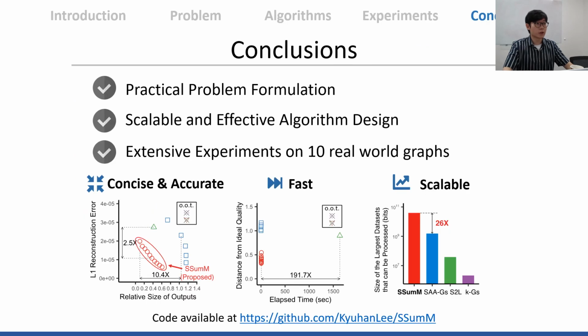Here are three main contributions of our work. First, we formulate a practical variant of the graph summarization problem, where we constrain the size in bits of the summary graph, not the number of nodes in it. Second, we propose SSumM, a fast, accurate, and linearly scalable algorithm for the new problem. Lastly, we validate the advantages of SSumM over its state-of-the-art competitors throughout extensive experiments on 10 real-world graphs.